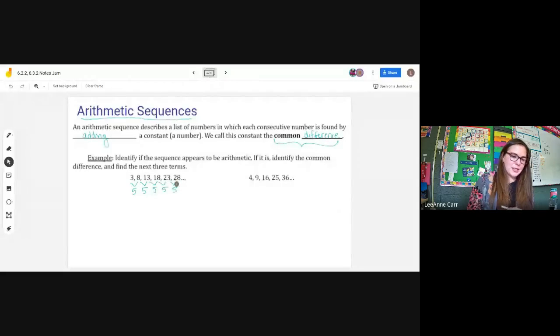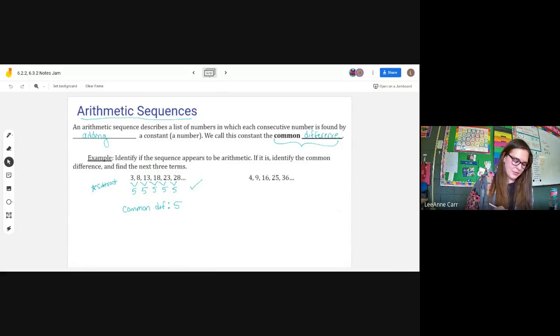And I want you to make a little note that to test this, you're going to subtract. So it seems weird because we're adding 5 to every term, but to test to see if it's the same, again, you're going to take the second term and subtract the first. See what you get. Second term, subtract the first. See what you get. If all of these values are the same, which they are in this case, that means that this is an arithmetic sequence. And we would say our common difference is 5.